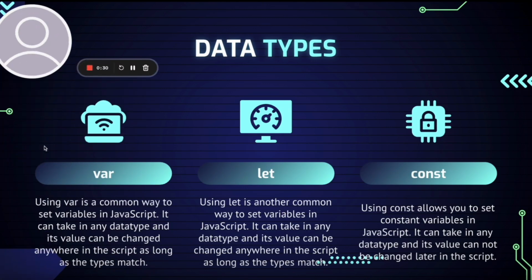So there's three ways to initialize variables in JavaScript. The first is var, the second is let, and the third is const. So var is a common way to set variables in JavaScript, and it can take in any data type, and its value can be changed anywhere in the script as long as the types match. And let is another common way to set variables in JavaScript. It can also take in any data type, and its value can be changed anywhere in the script also. Const is a little bit different because once the variable is set, you cannot change it later on, but you can reference it later on.